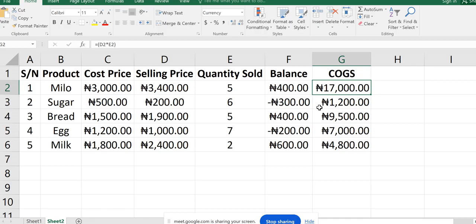Now, cost of goods sold. We have cost of goods sold. Is cost of goods sold the selling price? Let's think. I'm not an accounting student. Do we have an accounting student here? Anybody? The question is, is cost of goods sold a selling price?